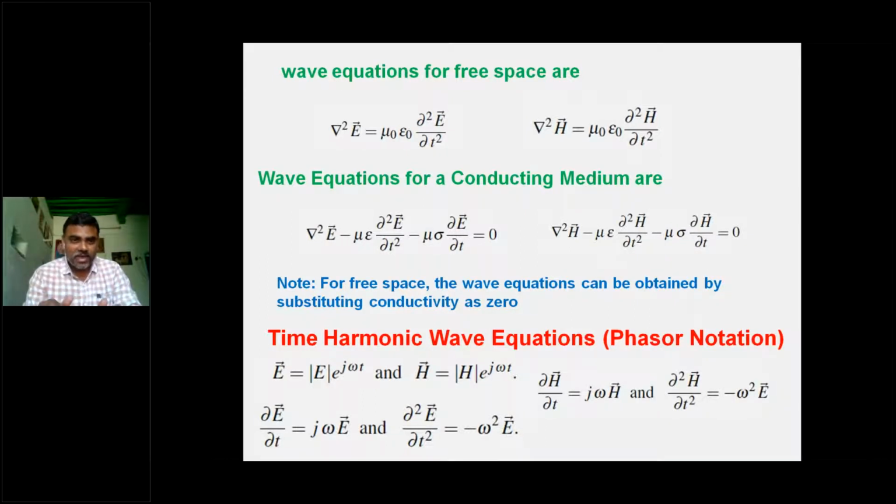By taking del cross del cross E, you will get the left side term. And by taking del cross E equal to minus dou B by dou T, and after that by taking the dot product, by substituting del cross H, you can get the right side term. Like that, by equating them, we can get the corresponding wave equation in free space and at the same time in conducting media. Once you know the conducting media wave equations, then simply by substituting conductivity sigma value 0, we can get the wave equations for free space.